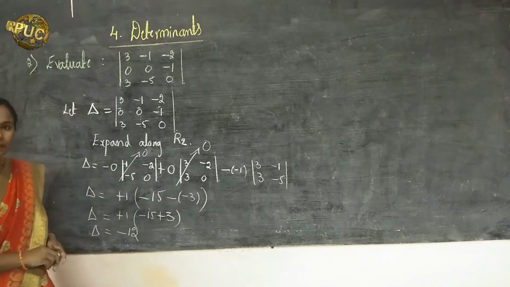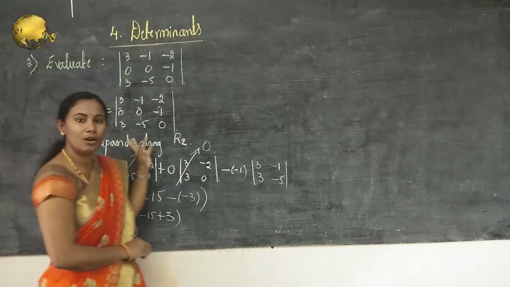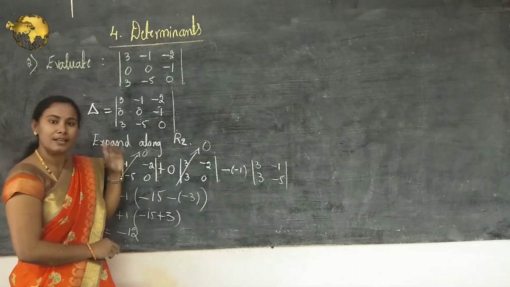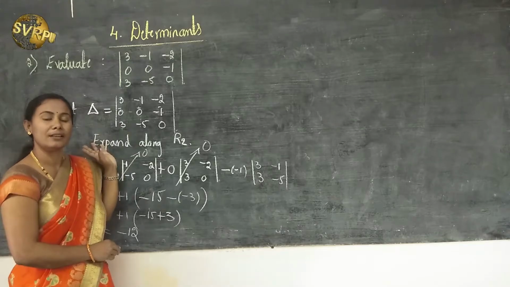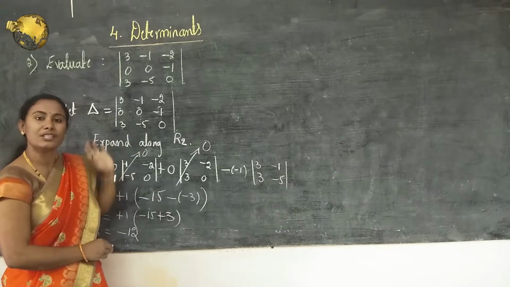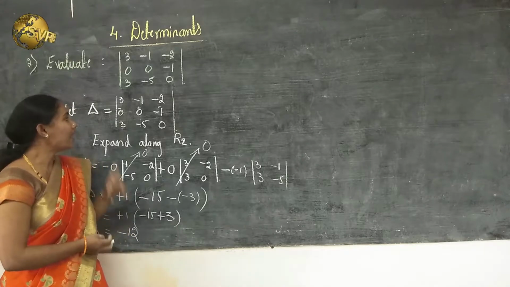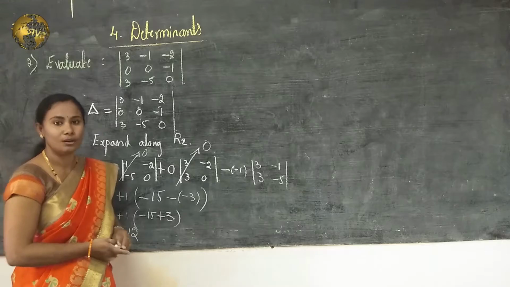Okay. So one thing we have to note down here, we can expand along any row or any column. We'll get the same value of the determinant. And the second one is we have to expand along the row or column which contains the maximum number of zeros. That we have to note down, and we have to note down the pattern. Position signs we have to note down here.